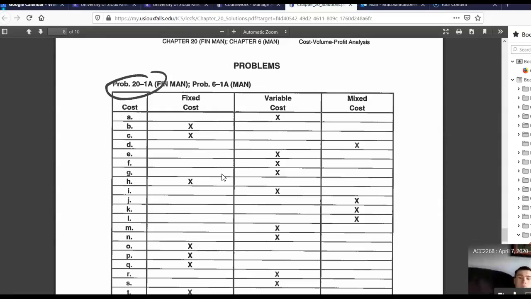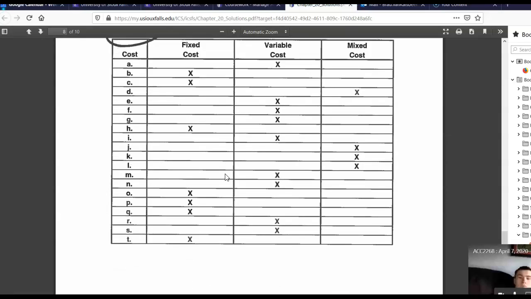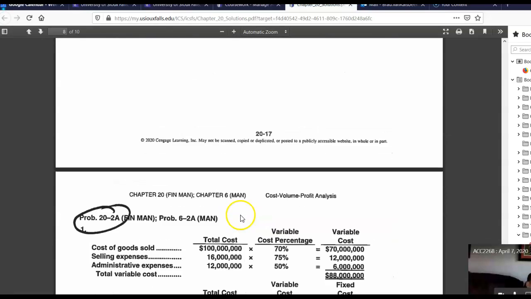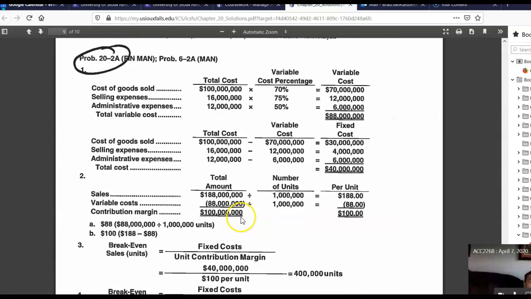Did anybody have any questions specific to 1A? And I can help or explain any of those A through T. Anybody? Bueller? All right, then let's move over to problem 2A.